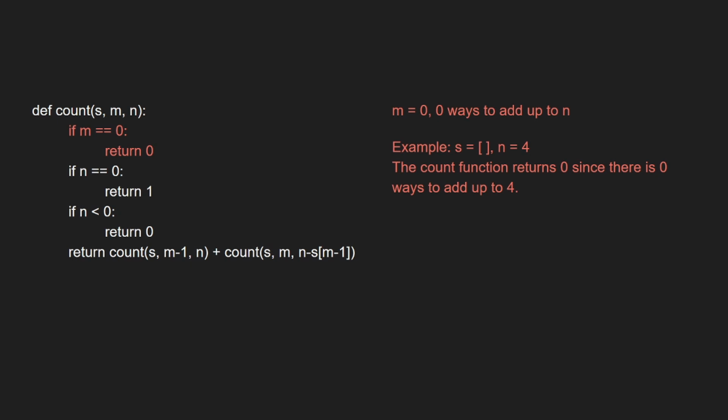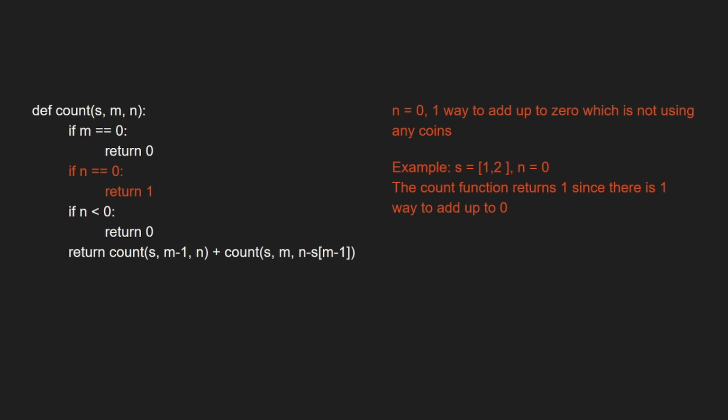So you make the function count where you pass in S, M, and N. When M is 0, there's 0 ways to add up to N because the count function returns 0 since there is no way to add 0 coins up to 4. When N equals 0, there's one way to add up to 0, which is by not using any coins. So the count function will return 1 since there is one way to add up to 0.